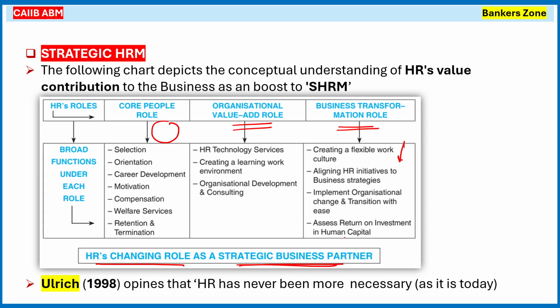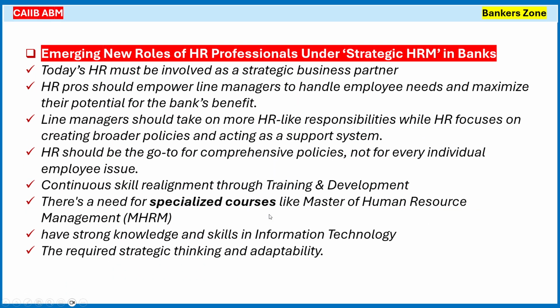Okay. So Aldrich in 1998 opines, that means he thinks, that HR has never been more necessary than it is today. That means today HR is the most necessary thing. In 1998 he said that HR is most necessary. Okay. Whatever necessity of HR we are feeling now was not felt before, said Aldrich. Okay. Now, the emerging new role of the HR professional under strategic HRM.